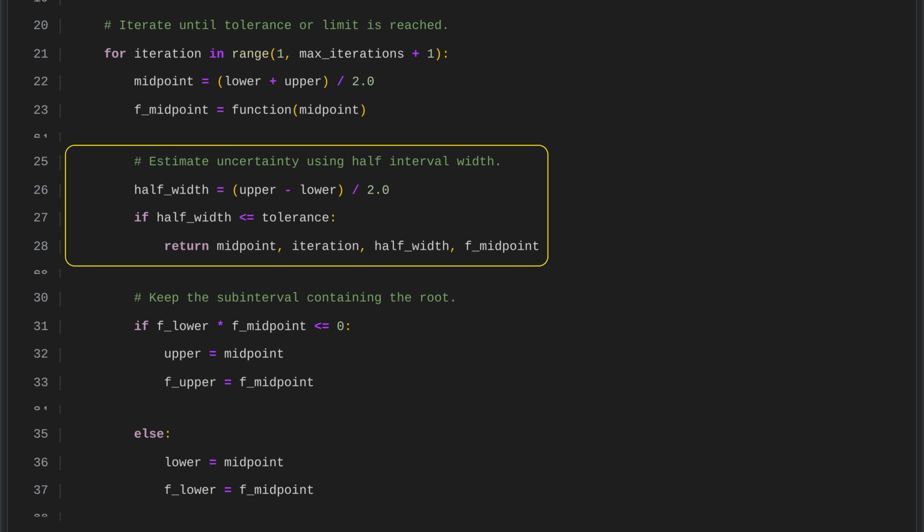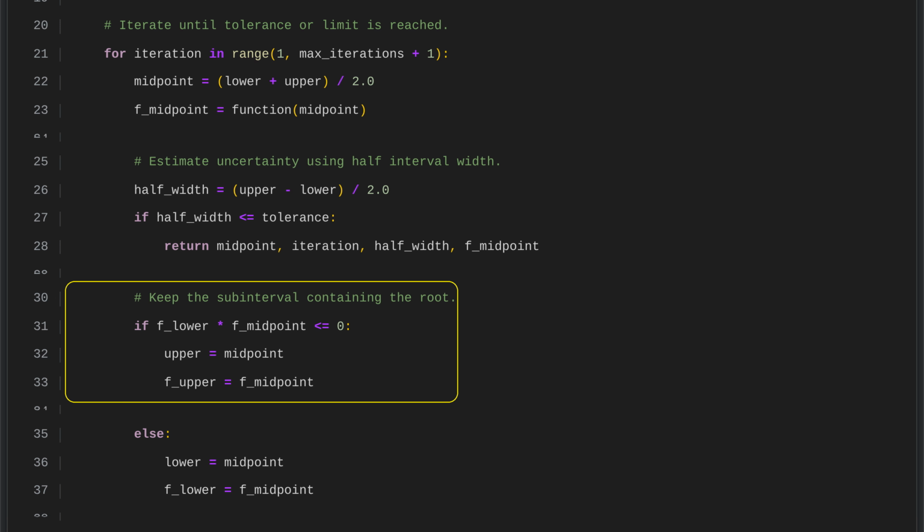The code measures the current uncertainty by taking half the width of the interval. If this uncertainty is within the chosen tolerance, it stops and returns the midpoint as the estimated root, along with the iteration count, the uncertainty value, and the function value at that midpoint.